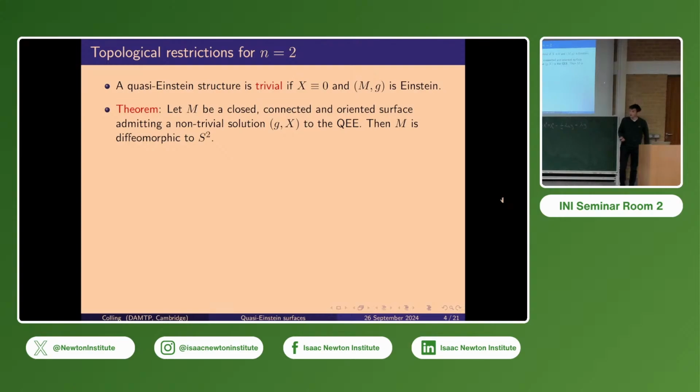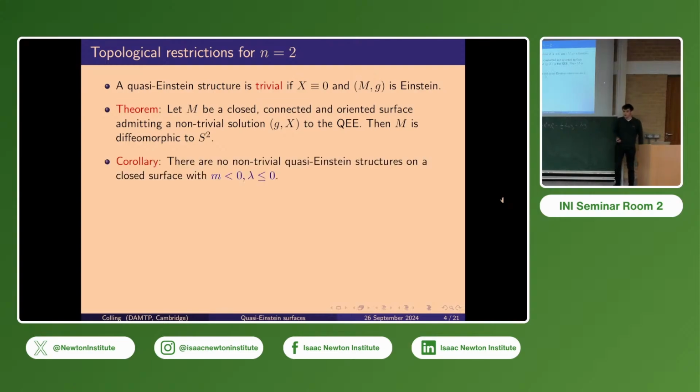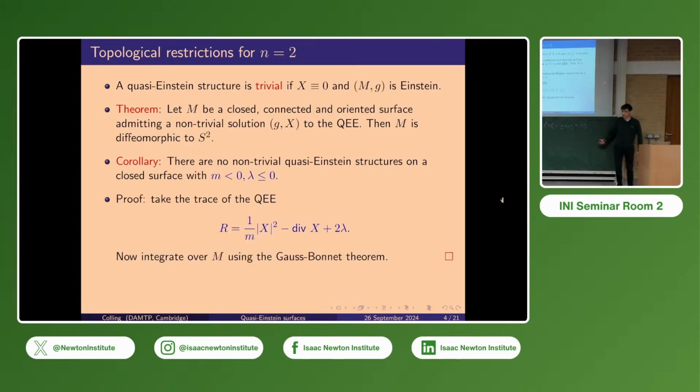And an immediate corollary of this is that there are no non-trivial quasi-Einstein metrics on a compact surface when m and lambda are both non-positive. This follows by taking the trace of the quasi-Einstein equation and integrating it over the manifold. On the right-hand side, if the solution is non-trivial, the first term will have a negative integral, the second term integrates to 0, and the third term is also non-positive. However, the left-hand side integrates to 8 pi by the Gauss-Bonnet theorem, so we find a contradiction.